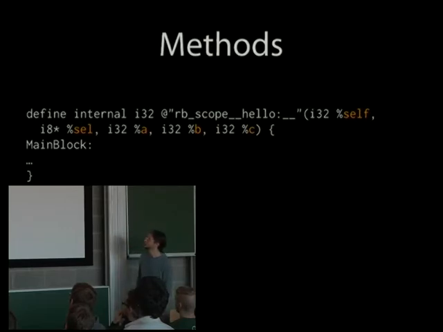And here you can see that every variable is actually a 32-bit integer. It's because we target a 32-bit platform here, but it can be 64 if we target a 64-bit platform.